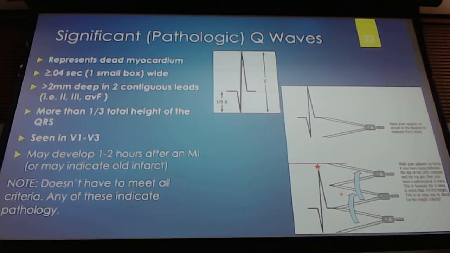All right, so most of them are not silent, but it could indicate that they previously had an MI. Or it could indicate that they are infarcting right now. So a 75-year-old comes in, they're clutching their chest, and we see Q waves, I'm going to assume that he's infarcting right now. Greater than 0.04 seconds. So if they're greater than one small box in width, that's concerning. If they are greater than 2 millimeters deep in 2 contiguous leads.